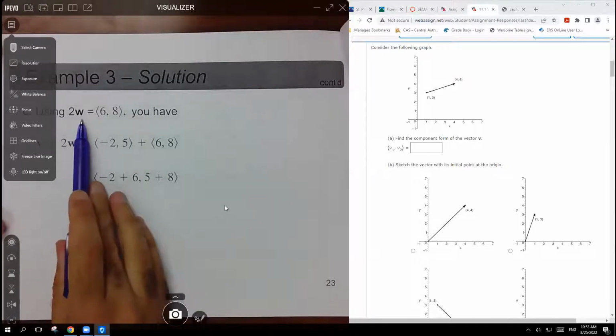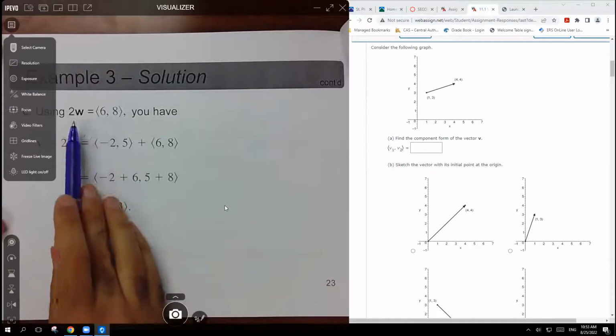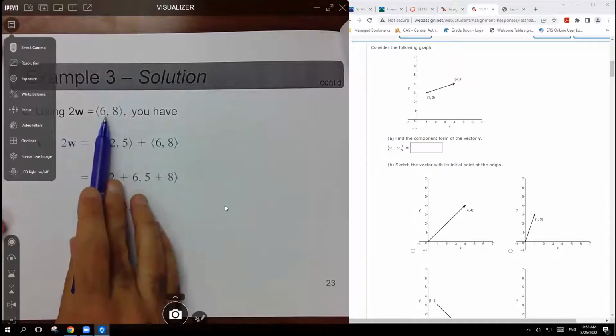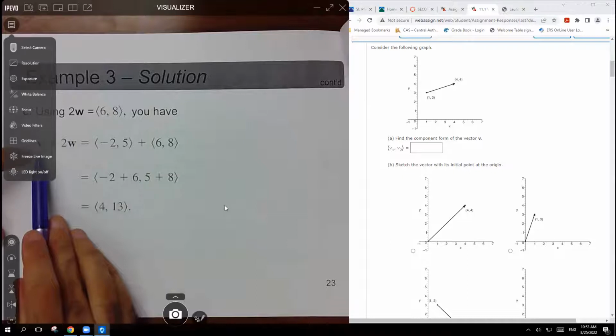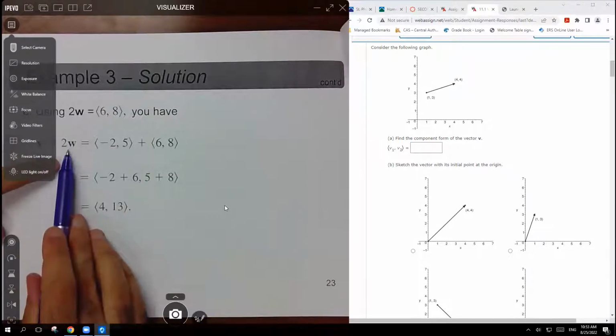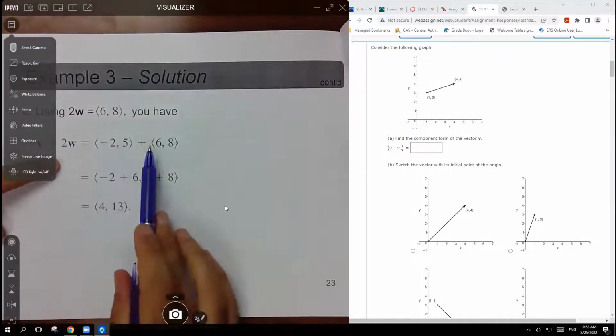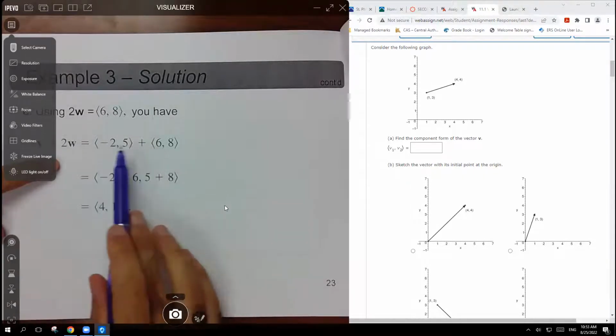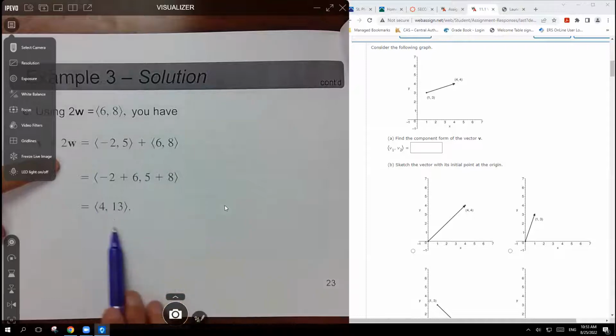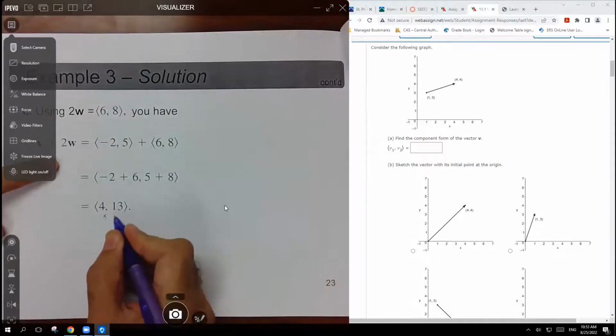Now 2W, that means we're going to multiply 2 times the W, and here is going to be the result. We're just going to add V plus 2W. Here's the vector V, and you're going to add 2W. So you see, we're just going to add the components, and here's the new vector, 4 and 13. And when you graph it, don't worry, it's just like graphing: this is X and this is Y.